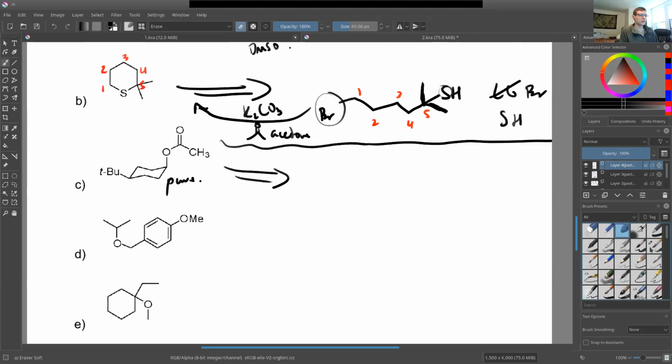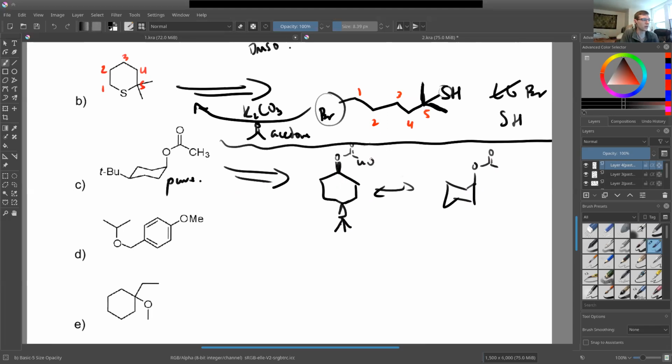When they draw it flat, you'll only be able to tell based on if they draw wedges or dashes, right? And to go from this to the chair conformation, well, you have to pick, let's say just pick one, right? So let's pick this acetate, and I'm going to draw it over here, right? Going up, because here it says it's going up. So the way that I drew my chair, it's going up too. Okay.